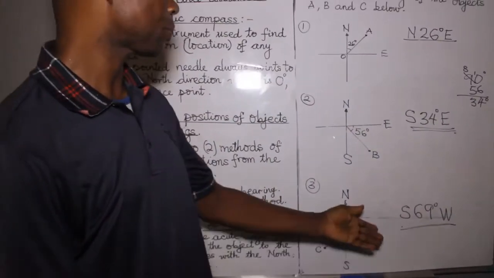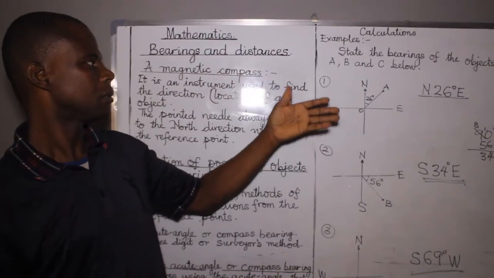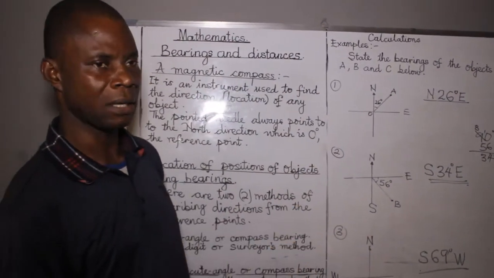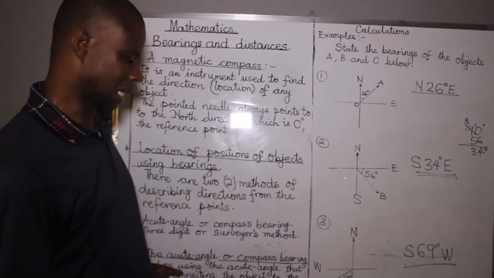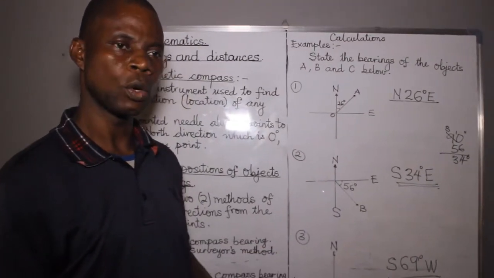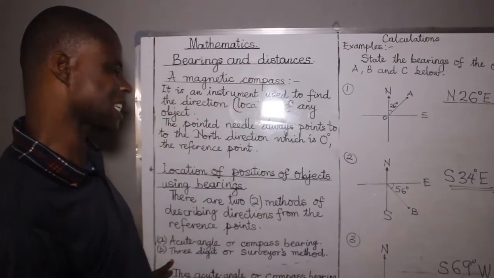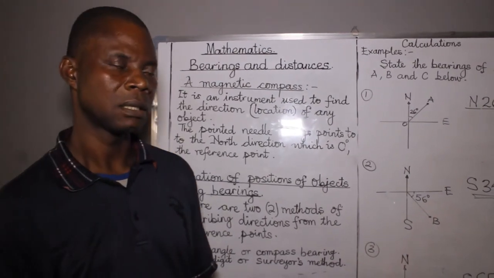And with this, we've come to the end of calculations based on this bearing using the acute angle, that is the compass bearing. See you in the next class when we'll take the second aspect, which is the 3 digits or the surveyor's method. Bye.